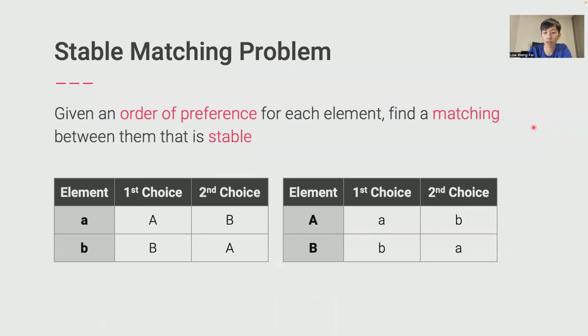Let me start by introducing the general problem of stable matching. This problem is concerned with finding a matching between elements that is stable given an order of preference for each element. For example, we have two sets of elements, small a and small b, and capital A and capital B. This table on the left represents the order of preferences for the set small a and small b, and on the right, the order of preferences for the set capital A and capital B.